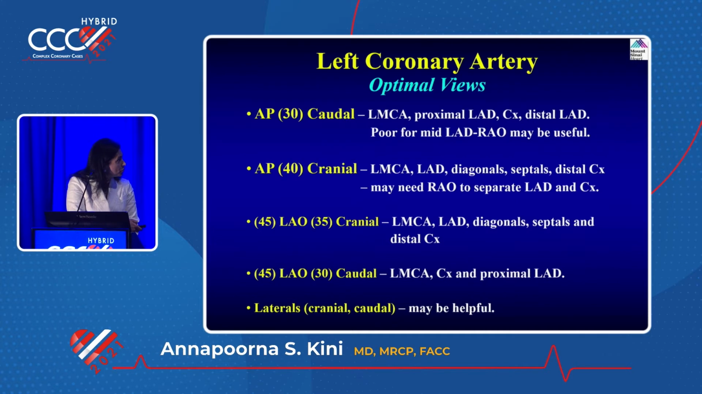It's the same thing that we are showing. Optimal views, often the question comes. So if it's AP caudal, right? Straight AP caudal, what do you see the best? Left main, prox LAD, right? And distal LAD you are able to see. Then AP cranial. Always remember, cranial is always for LAD, caudal is always for the circumflex when you are doing the left side. Okay. So in the cranial view, what will you see?